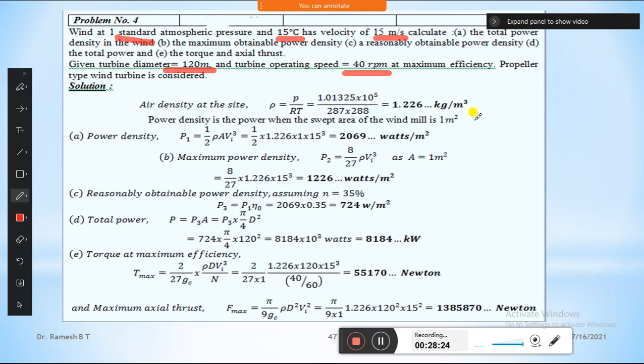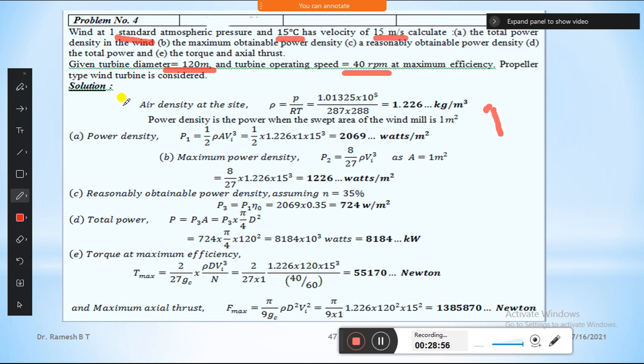P is equal to 1.01325 into 1 bar. So 1 bar is equal to 10 raised to 5 Newton per meter square, that we already know. The temperature is 15 degrees, so we will get a temperature of 288 K. The velocity V is equal to 15 meter per second, and the diameter D is 120 meter. N is the rotation, it is 40 rpm. So calculate these things.